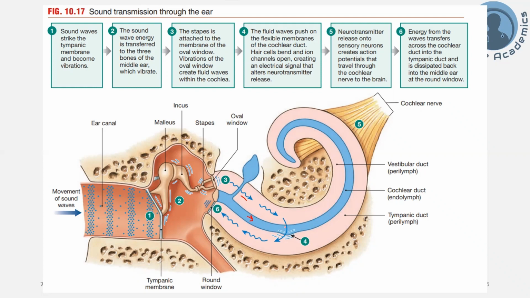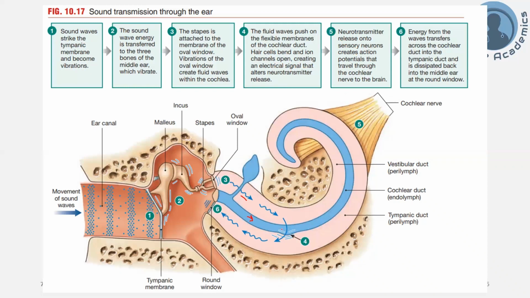These fluid waves are going to cause the vibrations of the tectorial membrane as well. As a result, the hair cells are going to bend, and this bending is going to open up certain mechanically gated channels, which we are going to see subsequently, creating electrical signals within them, causing the release of neurotransmitters. This signal is then going to be transmitted as nerve impulses in the auditory division of the vestibulocochlear nerve.